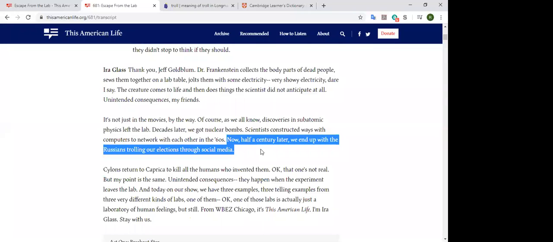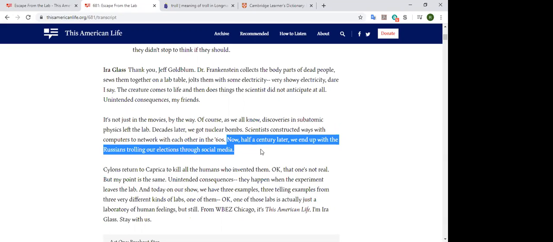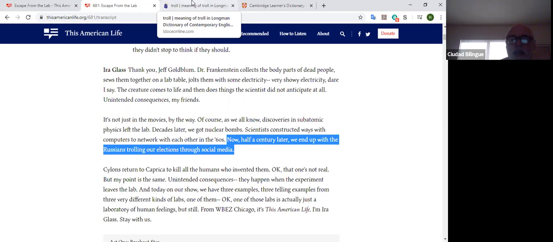Now, half a century later, we end up with the Russians trolling our elections through social media. When did we end up with the Russians trolling our elections through social media? Half a century later. Good. Either answer would be right: either "half a century later, now," or "now, half a century later." Now is really the thing, and half a century later is a modifier for now. Really, this sentence is: now we end up with the Russians trolling our elections through social media.